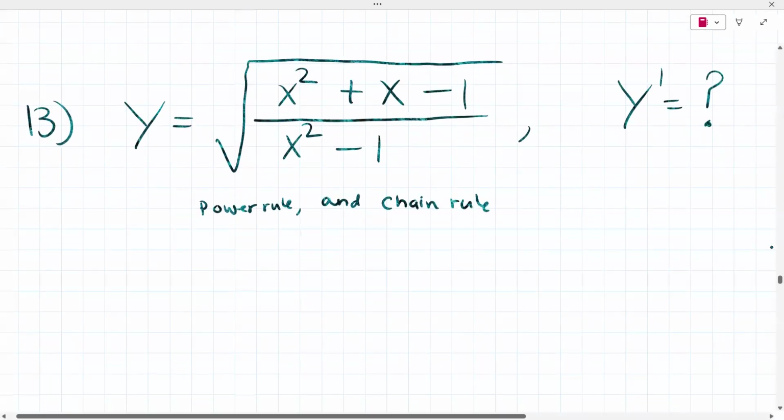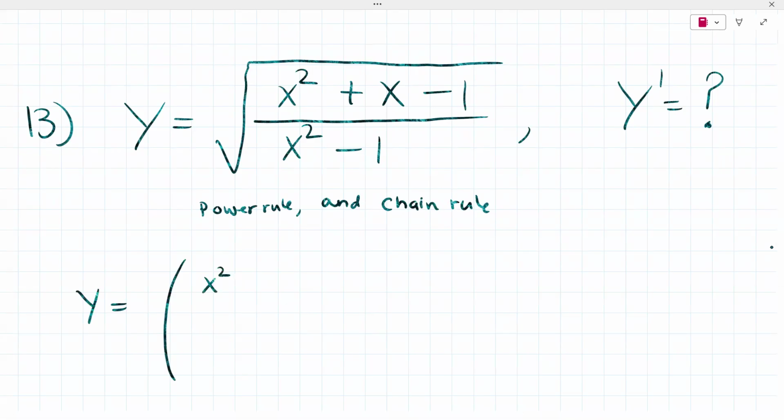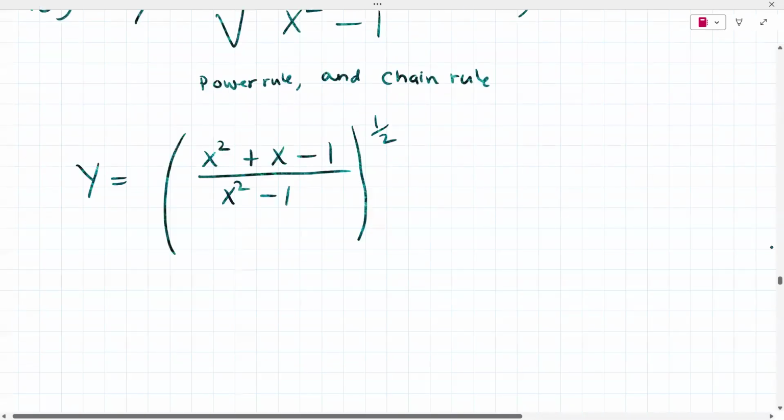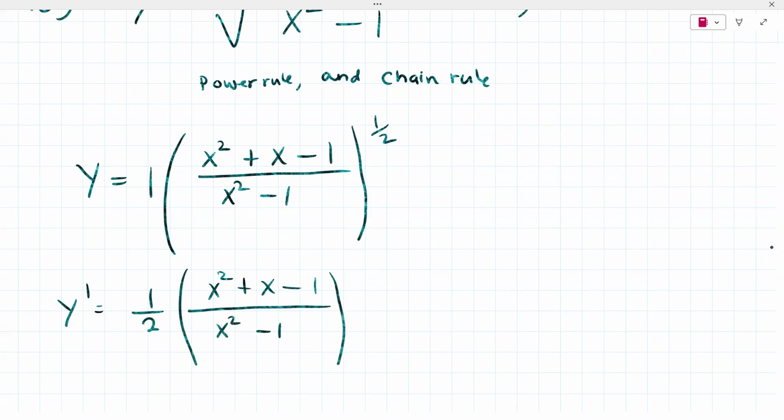First, let's rewrite this as a power. So this is the same thing as y equals parentheses x squared plus x minus 1 over x squared minus 1, raised to the 1/2. Now you may use the power rule and chain rule. So it's going to be y prime. First use the power rule. So 1/2 times the inside; leave the inner parentheses alone. And then old power minus 1, so 1/2 minus 1, or 2 over 2, which is negative 1/2.